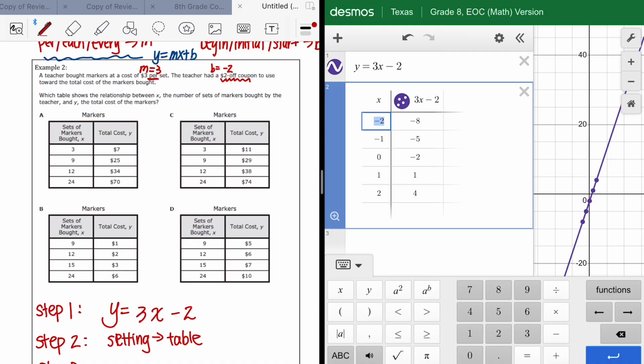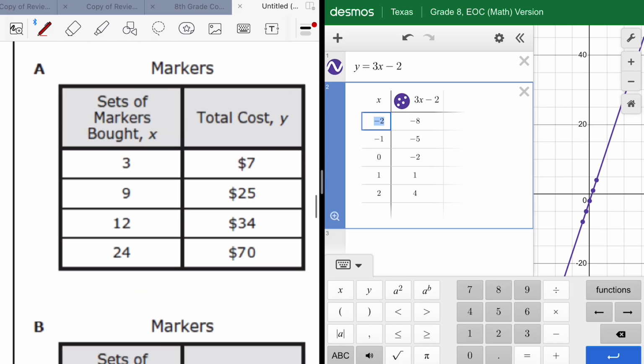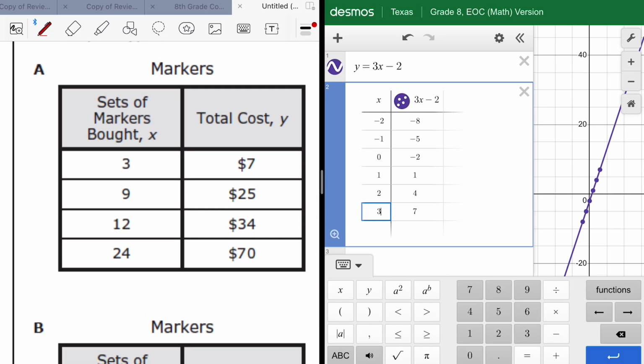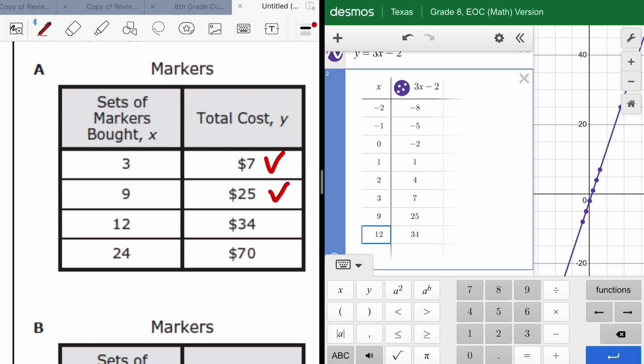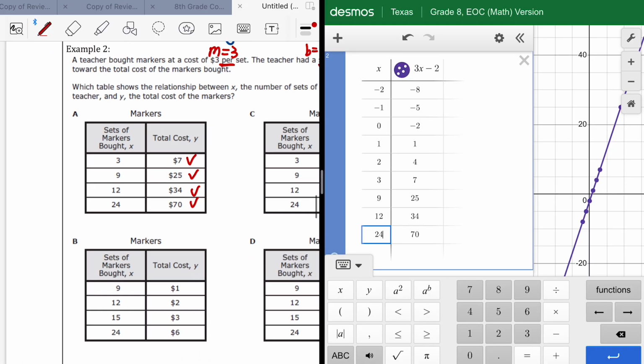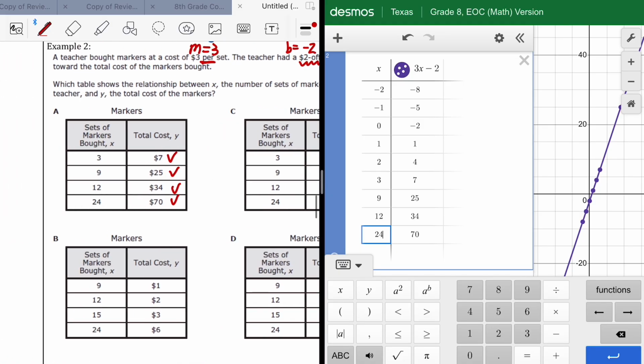Starting from eliminating answer choices. So that's step 3. Eliminate answer choices. Find the answer, right? Starting with the first one, I got a 3. Type in 3. I should pair with a 7. Ooh, that's correct. Good. And then keep on going. 9, 25, 12, 34, and then 24, 70. Okay, good. Nice.